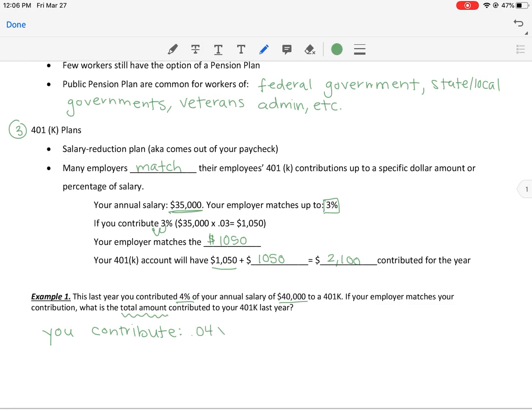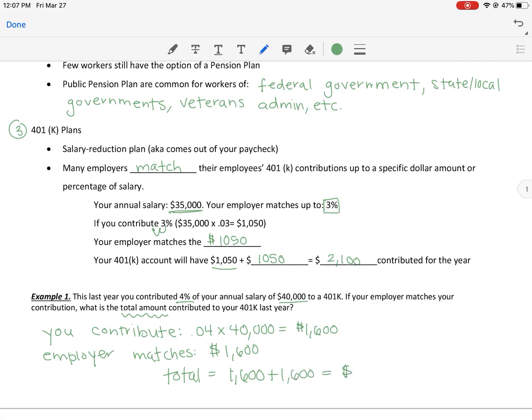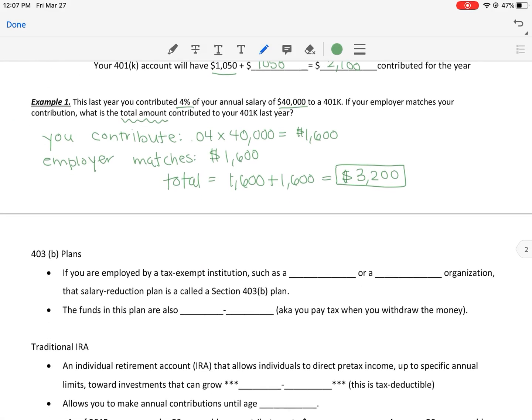Well, that's just basically saying what's 4% of 40,000. So we're going to do 0.04 times 40,000, and we get $1,600. But if that's how much you put in, remember it says your employer matches. So therefore, they're also going to put in that same amount, $1,600. So the total will be the sum of both what you contribute and your employer contributes. So you would have a total of $3,200 that you put into your account last year.